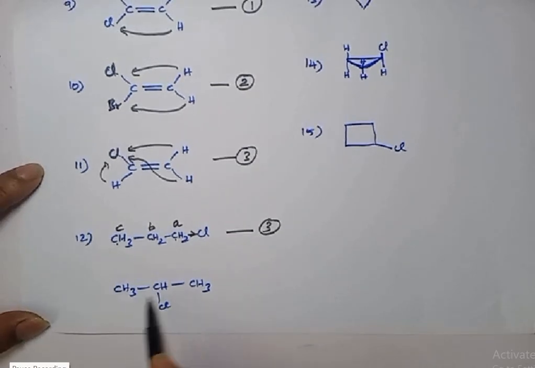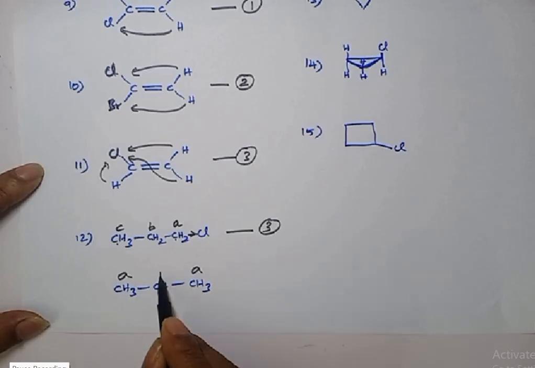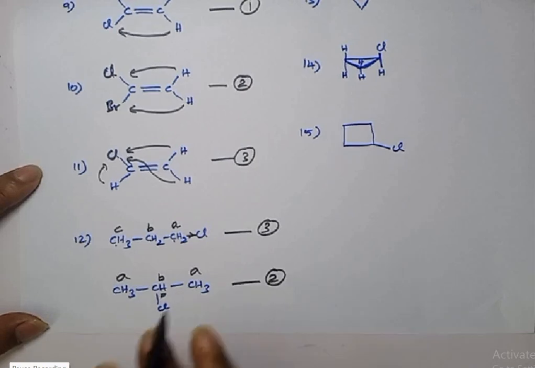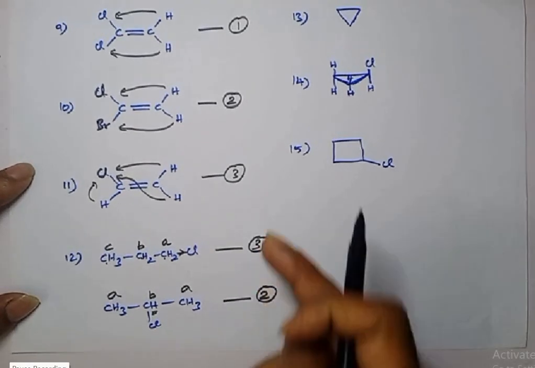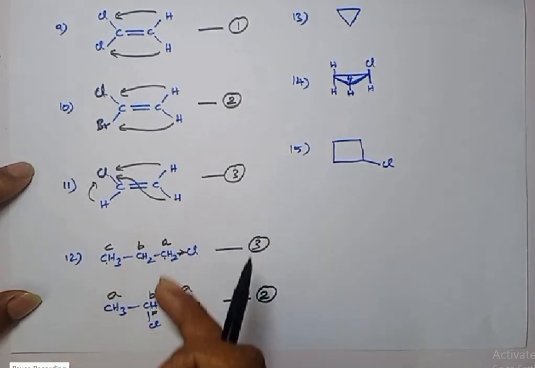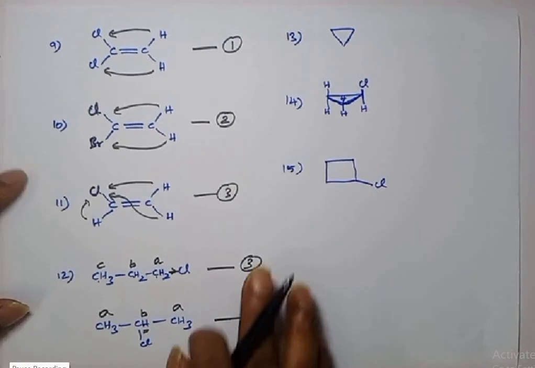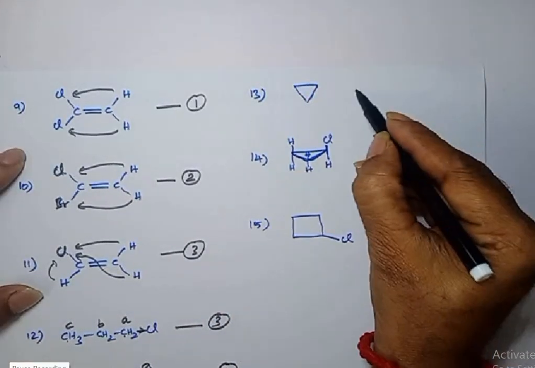Whereas for 2-chloropropane, these 2 methyl groups, the methyl protons, are equivalent. And this proton is in a different environment because chlorine is directly attached here. So we get 2 signals for this. So by just observing the number of signals, we can distinguish 1-chloropropane and 2-chloropropane. Clear? How many signals do we get for cyclopropane?